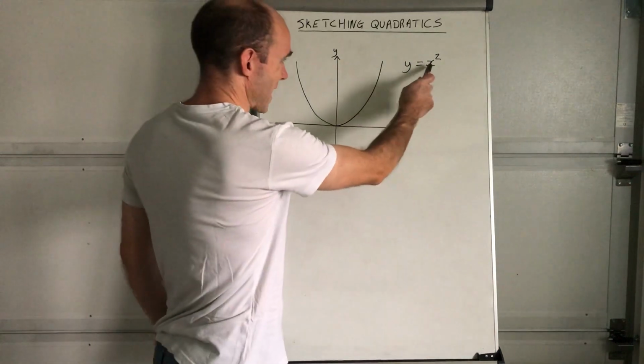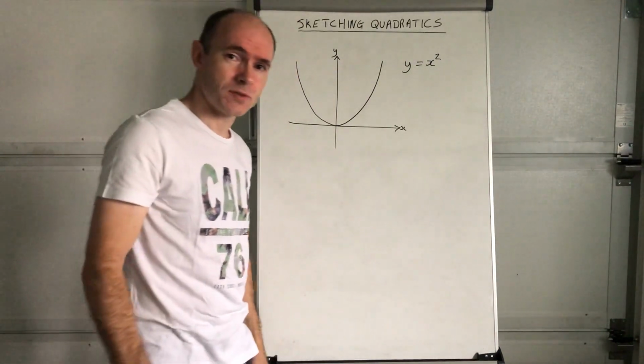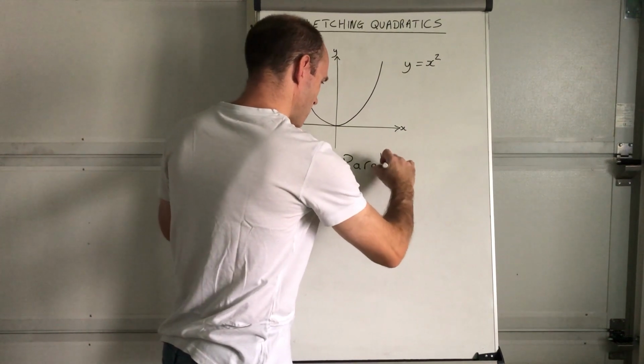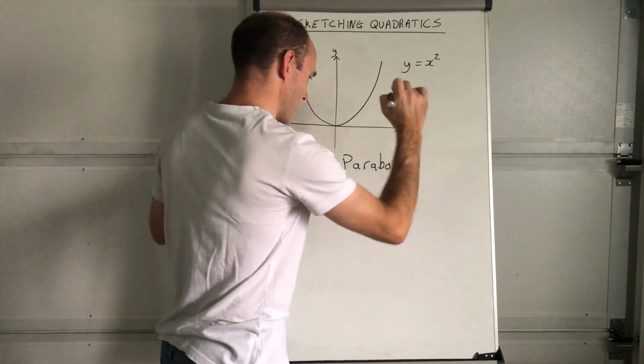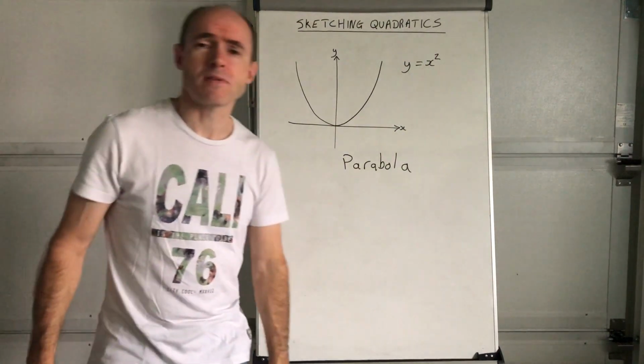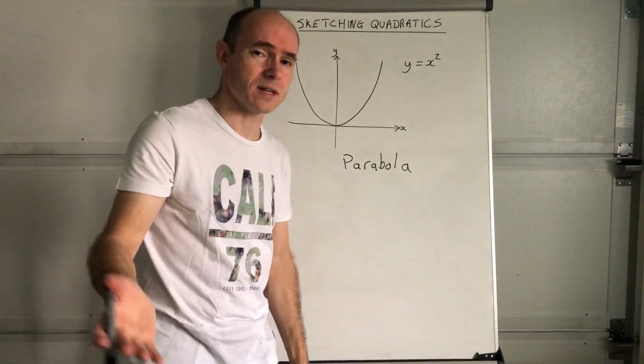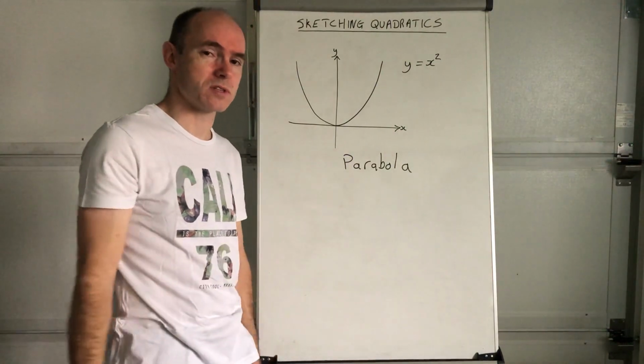The graph y equals x squared, okay? It's often called a U-shaped parabola. Let me just write that word on the board for you, okay? Parabola is a fantastic name. It's a U-shaped parabola because it kind of looks like a letter U. But parabola, or parabolic, are the words that we use to describe the curve.